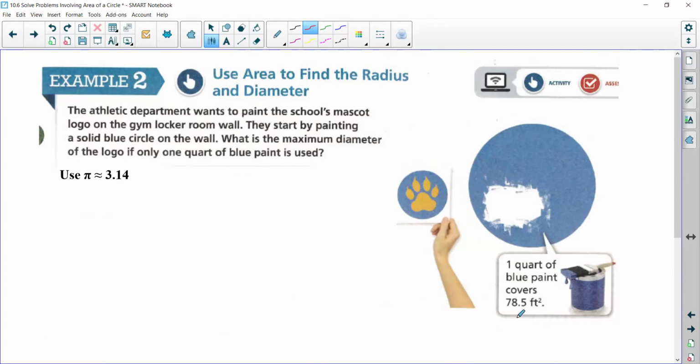So this number down here, the 78.5 square feet, is very important to us. All right, as we go through and start solving this, area equals pi r squared. Area is told to us we only have 1 can of blue paint. That can only cover 78.5 square feet. If they're only going to use this one, we need to plug in 78.5 square feet for area.